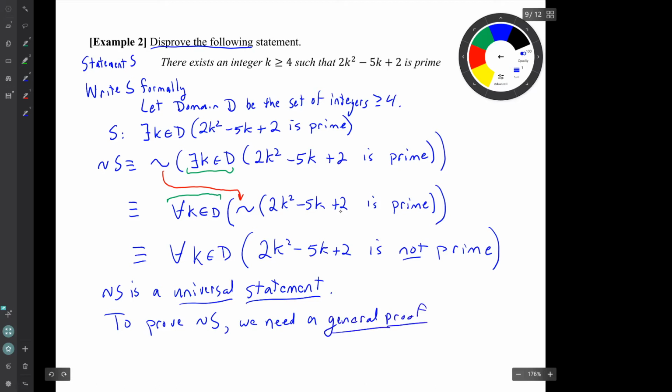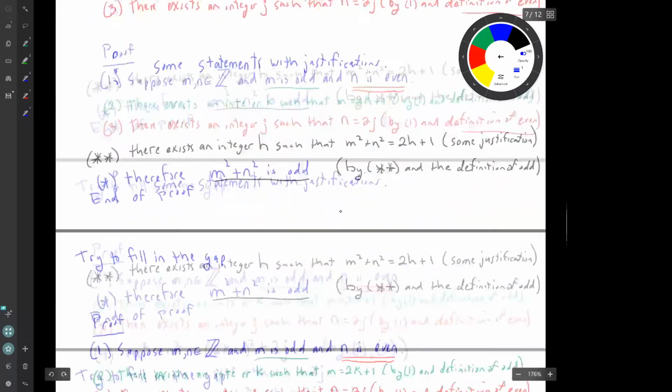So statement S is an existential statement, but it's a false statement, and we're trying to disprove it. That means that we're trying to prove negation S. Negation S is a universal statement, and those have to be proven with general proofs. All right, so let's remember how we structure a general proof.